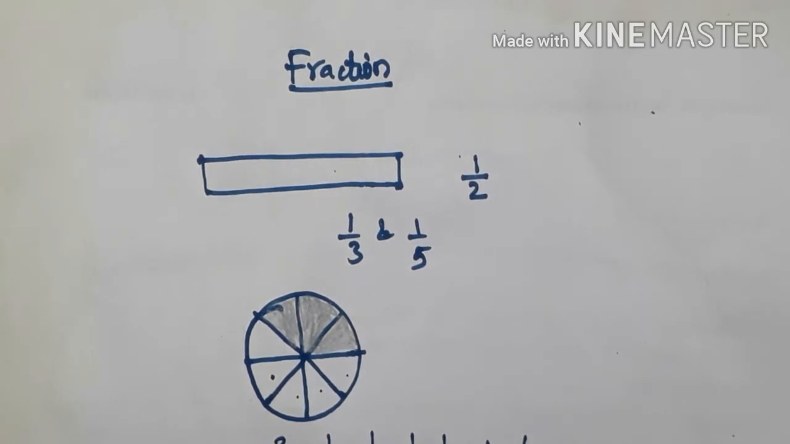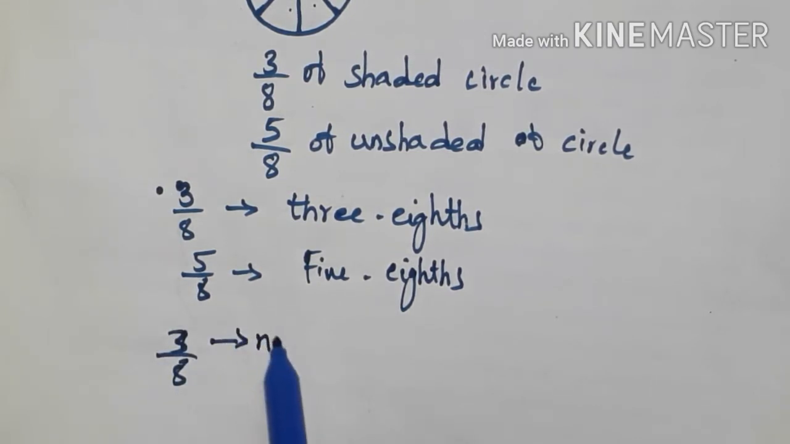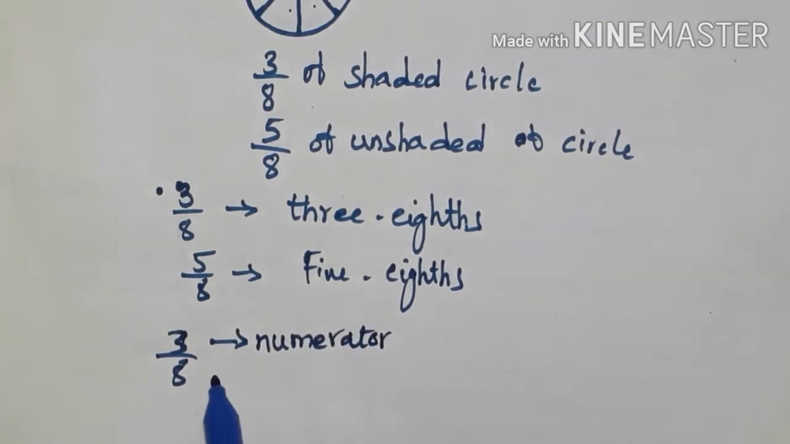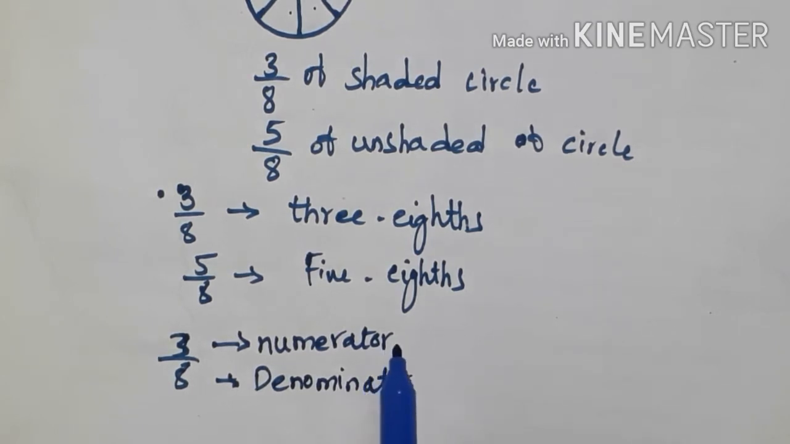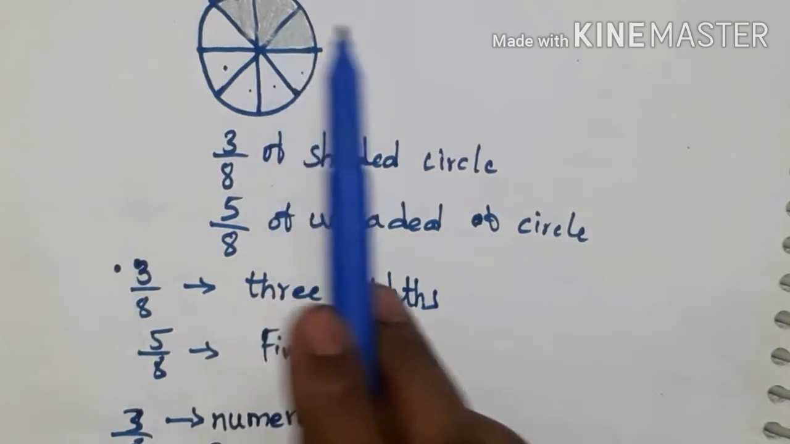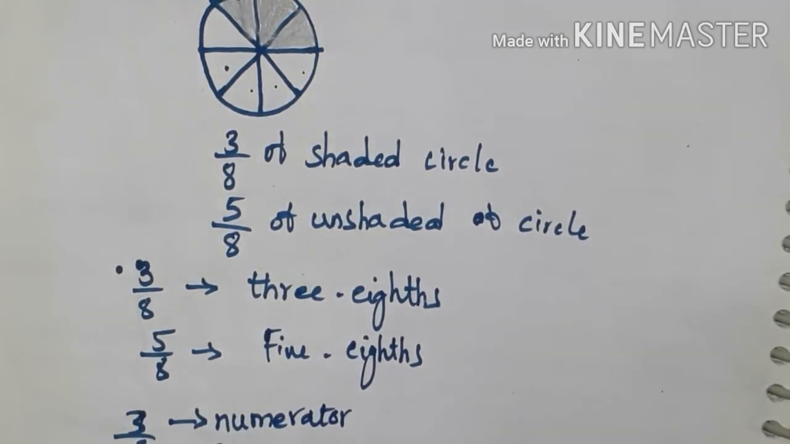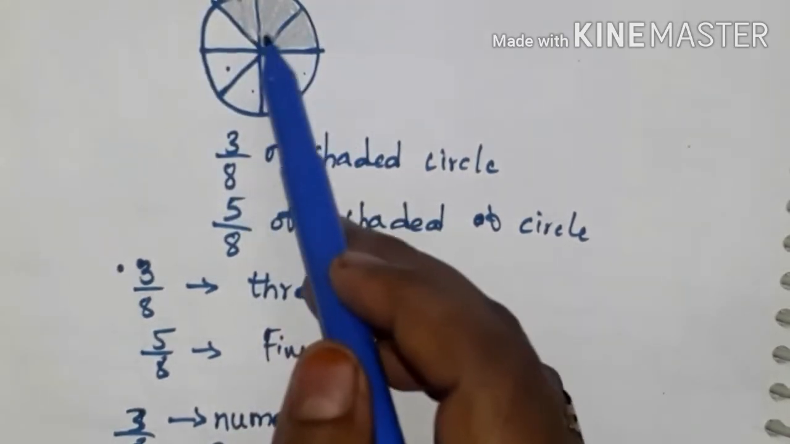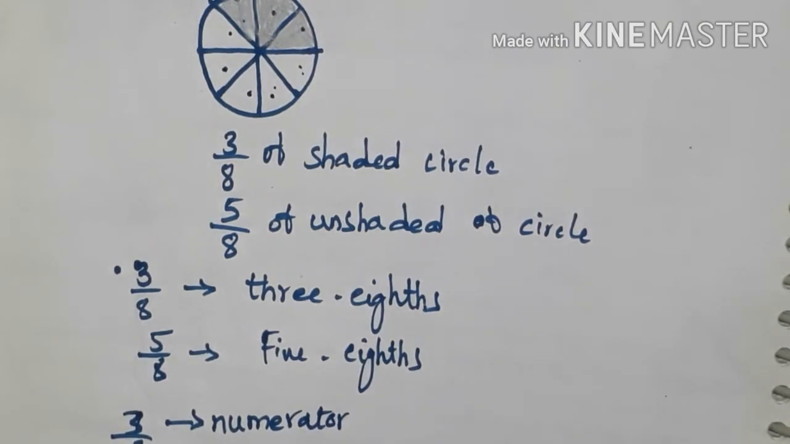In 3/8, 3 is the numerator and 8 is the denominator. Numerator is the number of equal parts which have been taken out or selected. In this circle, we have taken out 3 parts, so that's why 3 is the numerator. And denominator is the number of equal parts into which the whole has been divided. One circle has been divided into 1, 2, 3, 4, 5, 6, 7, 8 parts. That's why denominator is 8.